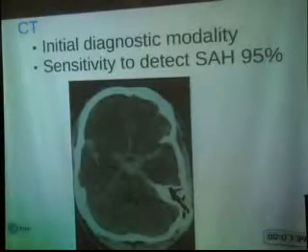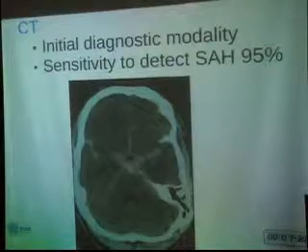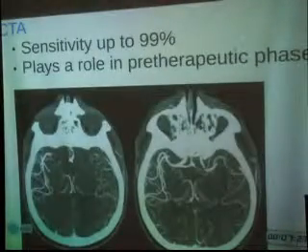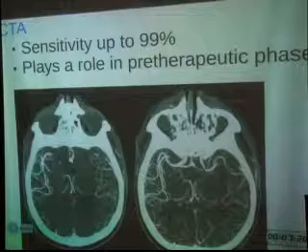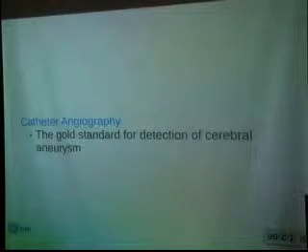Imaging of subarachnoid hemorrhage can be done using the CT scan, which is the initial diagnostic modality. CT angiography has a sensitivity up to 99%, which is very important in the pre-therapeutic phase. The MRA is used for screening of aneurysms and follow-up of patients who underwent endovascular therapy. And catheter angiography is the gold standard for detection of cerebral aneurysm.